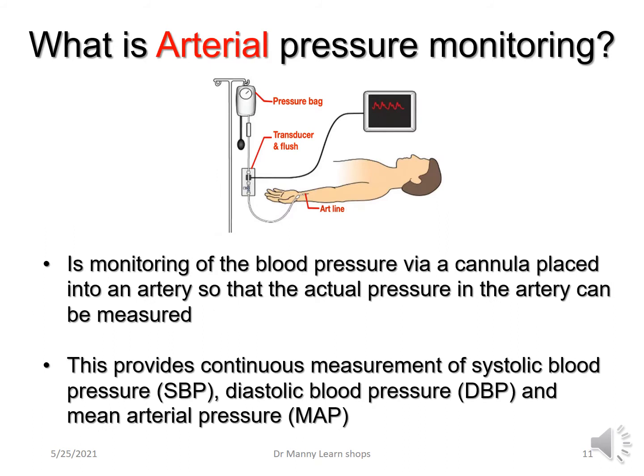Okay, now let's review the basics. What is arterial pressure monitoring? Well, arterial pressure monitoring is monitoring the blood pressure using a cannula which is placed into an artery. So the actual pressure in the artery can be measured. And as a consequence of that, this provides a continuous measurement of the systolic blood pressure, the diastolic blood pressure, and the mean arterial blood pressure.